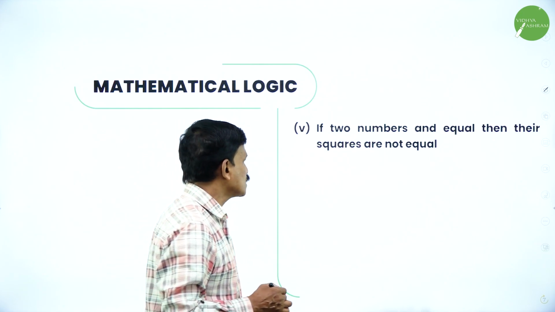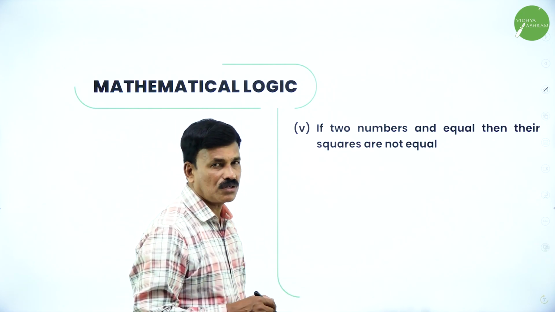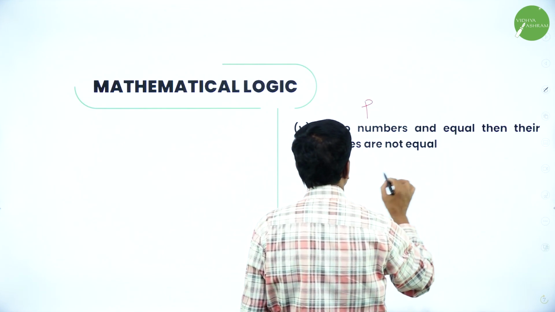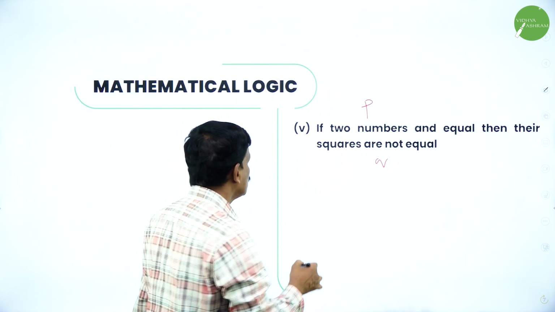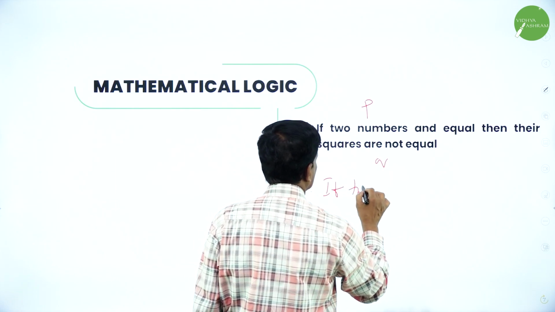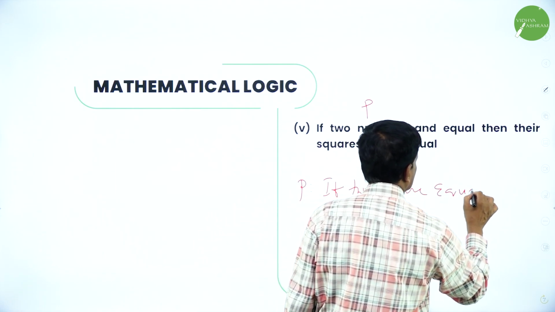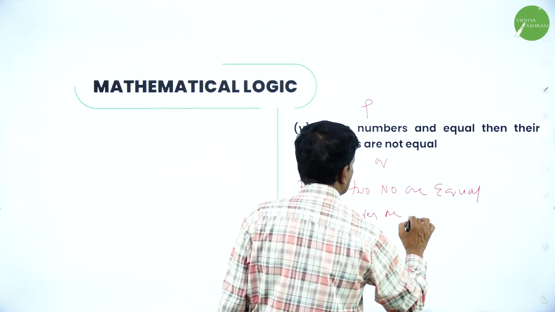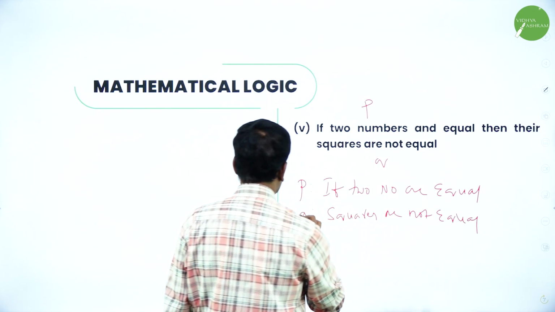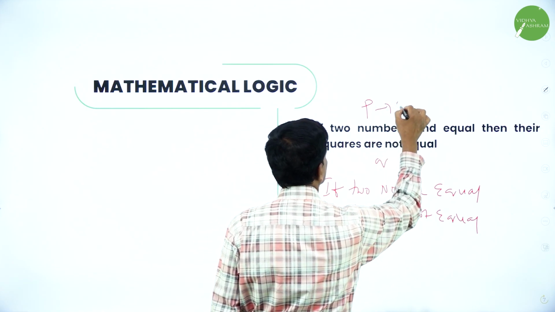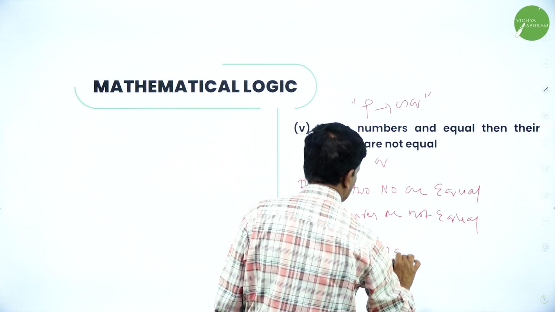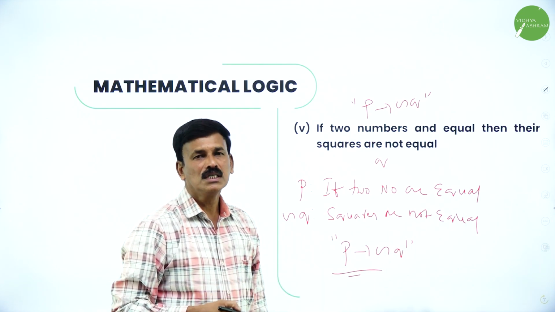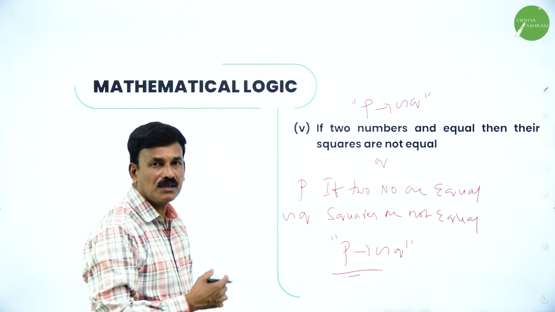If two numbers are equal, then their squares are not equal. Here also, if this is P, then their squares are not equal means Q. Not equal means again it is a negation. What is P? Two numbers are equal. And Q: their squares are not equal. That means they have taken the negation for this. So, the statement is P conditional to negation Q. That means if two numbers are equal, then their squares are not equal. This is how we write the symbolic form for the given verbal statement.